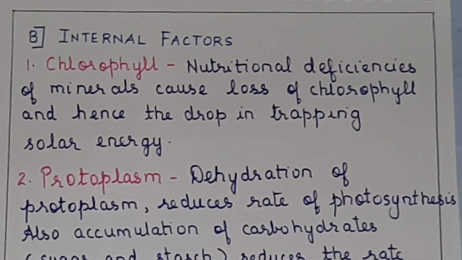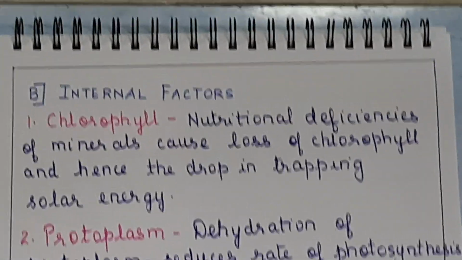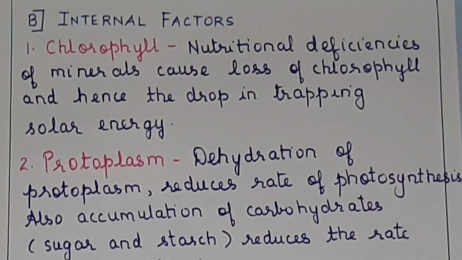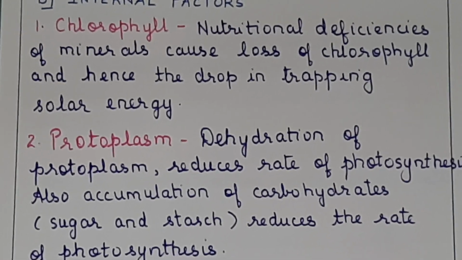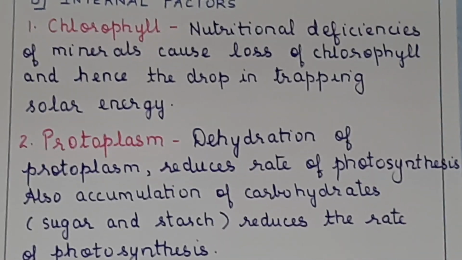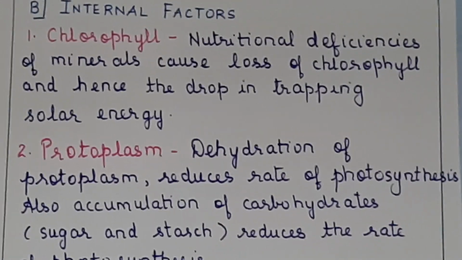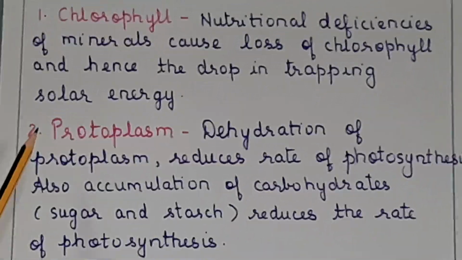that is the photolysis. So if especially magnesium and iron are deficient, then the chlorophyll itself is not going to get activated. So the initial step itself will not be taking place. So that is the internal factor.